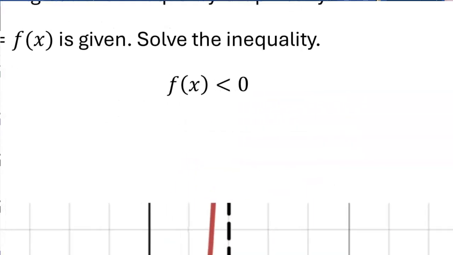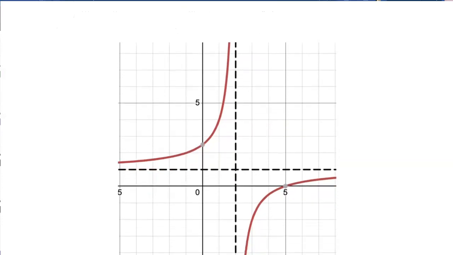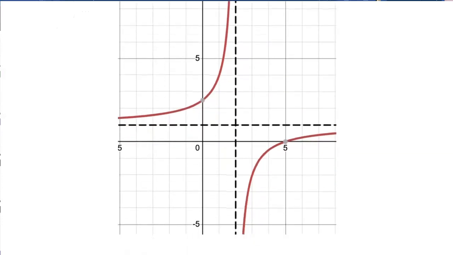So what are they asking us to read here or find here? When they said f of x is less than 0, we're looking for part of the graph that is below 0, or that is below the x-axis. So what part of this graph over here is below the x-axis? That's what they are asking you to find, okay?